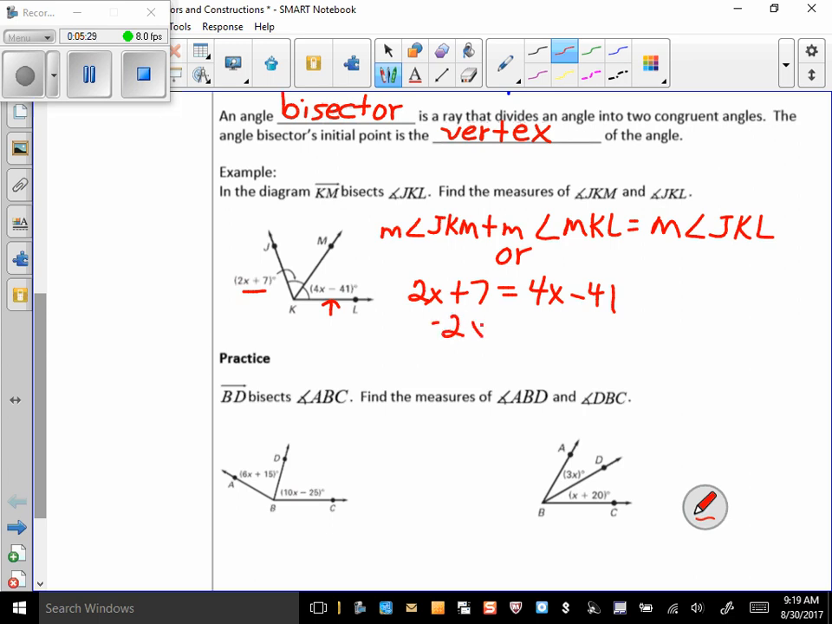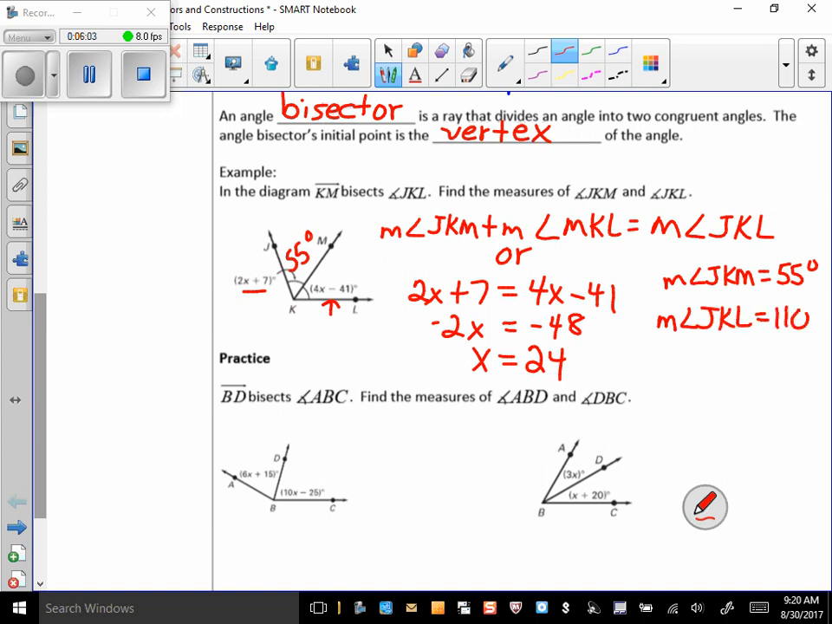I get negative 2x equals negative 48. So x is 24. And then when I plug in to find my angle measures, what I come up with is that the measure of angle JKM equals 55 degrees. Here's JKM right here, 55 degrees. And the other one they asked me is JKL. So, of course, I know that that's going to be twice 55, right? The measure of angle JKL would be 110 degrees.